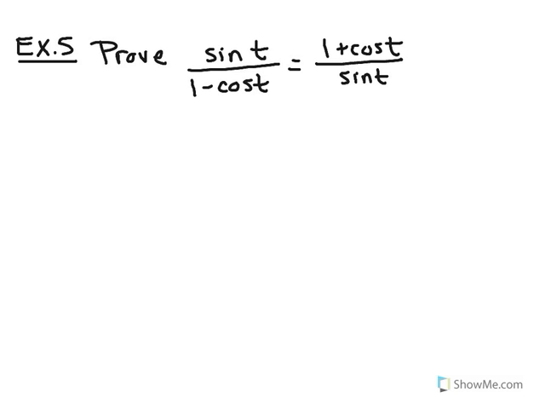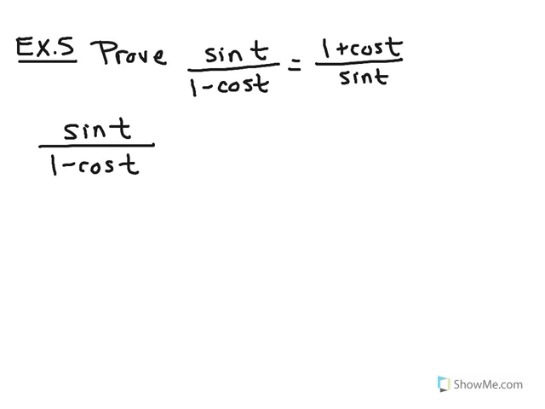It says prove that sine of t over 1 minus cosine t is equal to 1 plus cosine t over sine t. Now these look pretty similar, but they're very different. The method that we're going to use to prove this identity is called conjugates. So while I'm doing this problem, I'm going to refresh your memory about what a conjugate is. I'm going to go ahead and rewrite this problem. And a conjugate is very simply the same exact expression, but with a different sign.